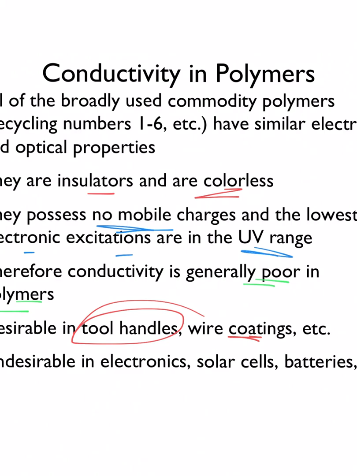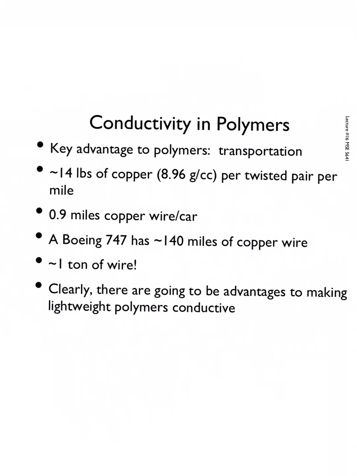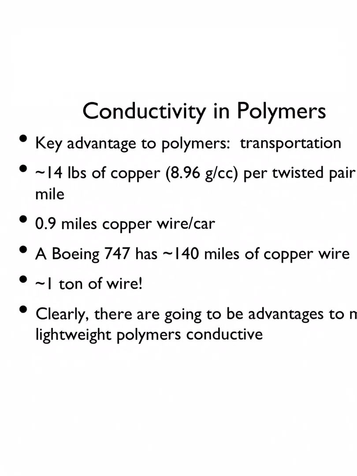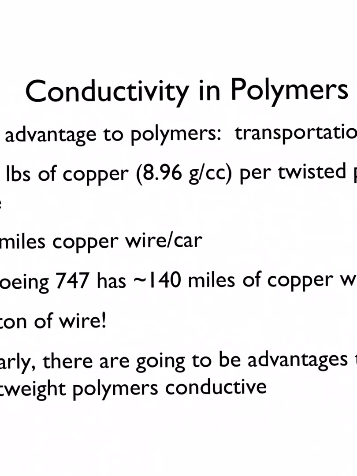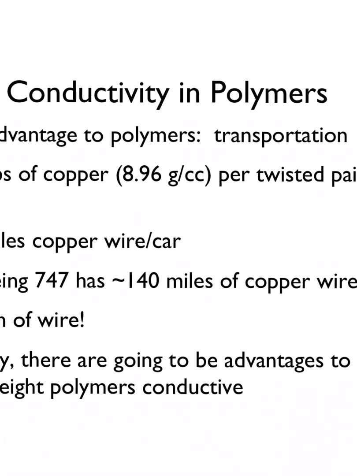However, there are a lot of other areas where we wish we didn't have this insulative capability: electronics, solar cells and batteries, and a lot of what's driving that wish is transportation. So we've talked a lot already about how plastics have displaced metals and wood, for that matter, in transportation.